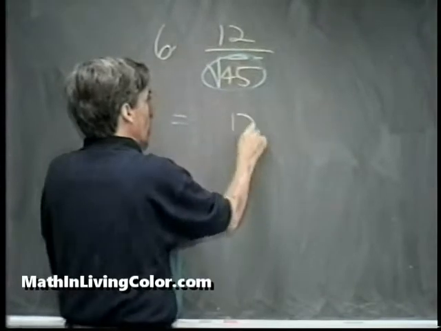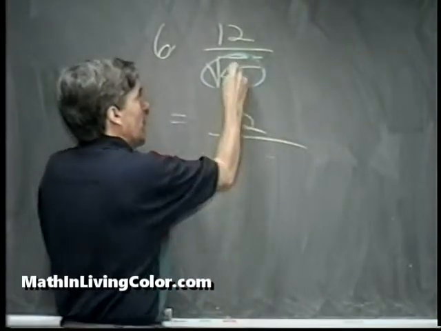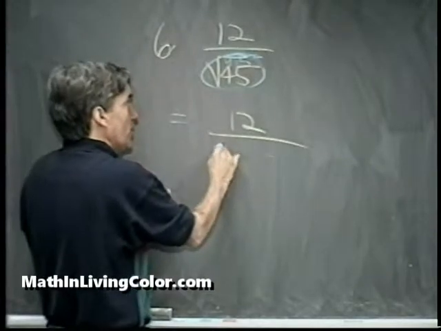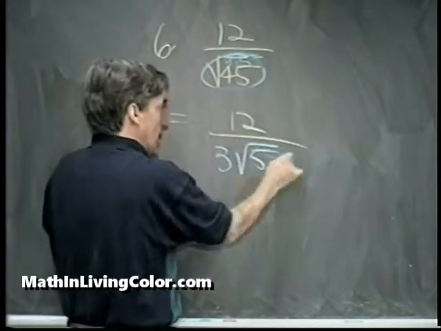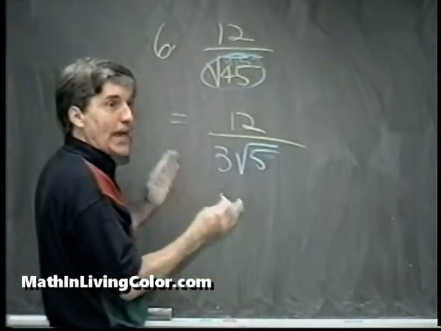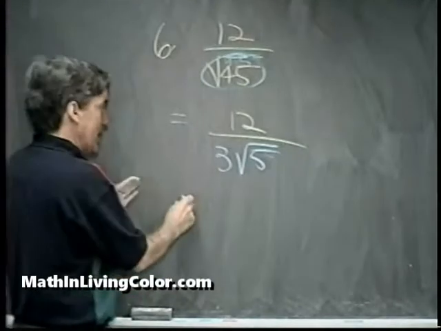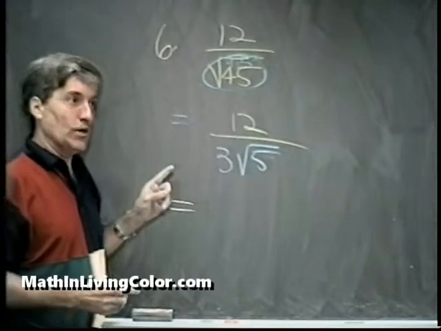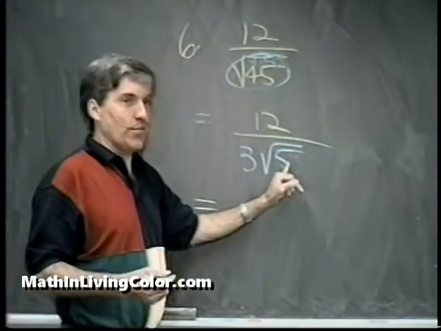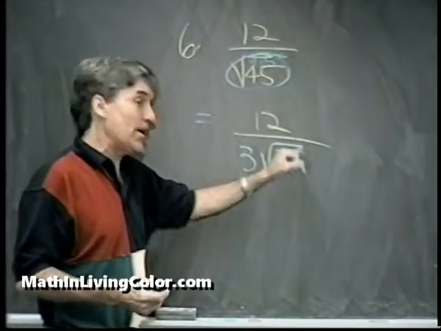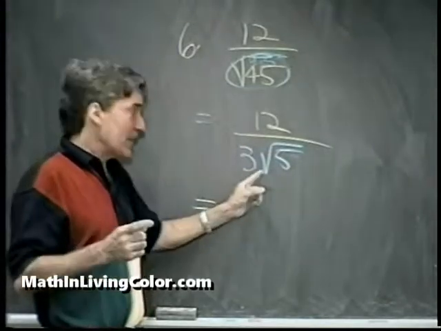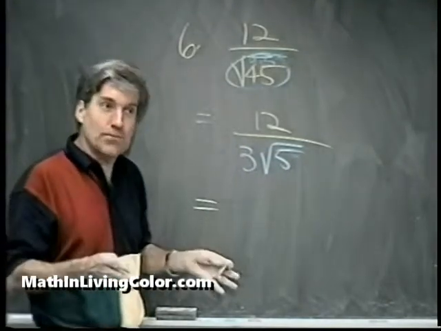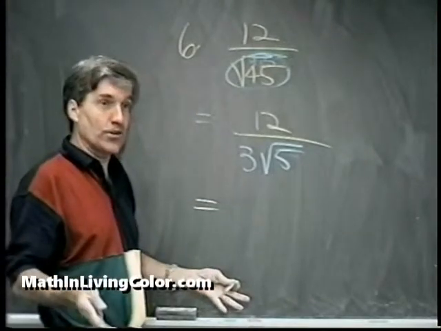That would give you 12 divided by, now that would be 9 times 5. Radical 9 would be 3, radical 5. Okay, so we simplify the radical first. That's a good idea. Now, there are 2 things I have to do. I have to rationalize the denominator. That means eliminate the radical 5 from the denominator. And secondly, I have to reduce the fraction. You can do these in separate steps, or you can do them at the same time, whichever you like.